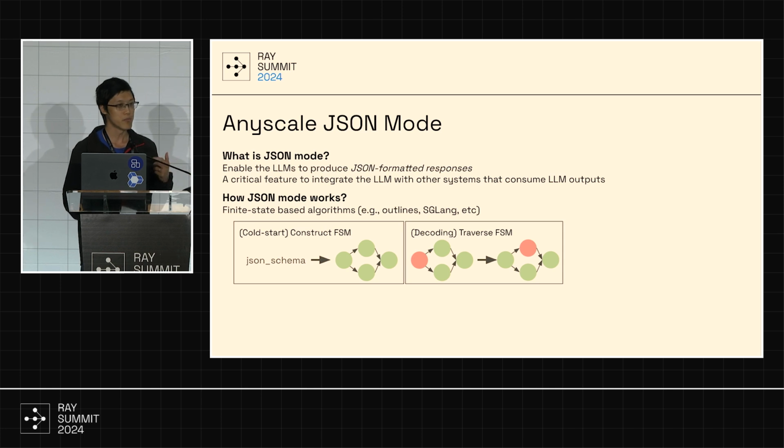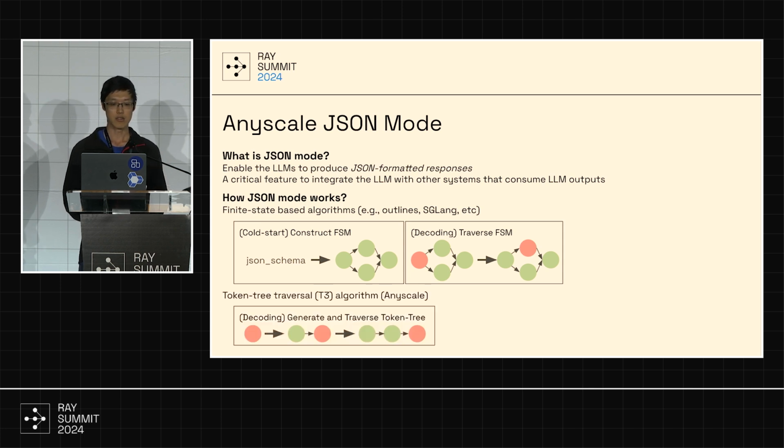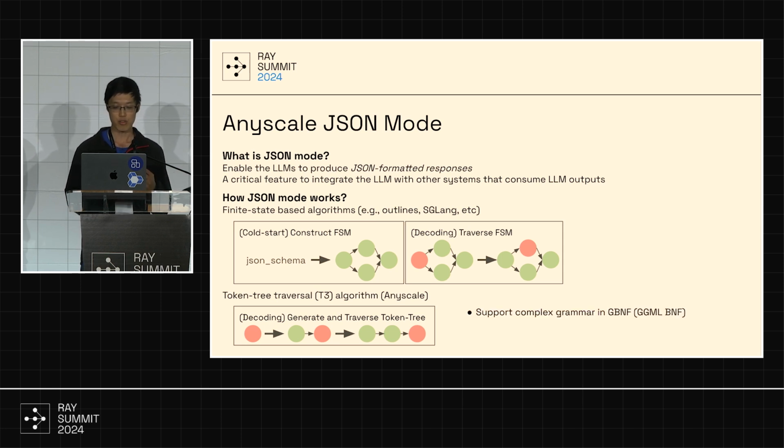This solution works well, but you can imagine the major problem is the cold start, especially if your regular expression is extremely complex. So at Anyscale, we took another algorithm, which is called token tree traversal, in short T3. Instead of constructing an entire finite state machine in advance, we construct and figure out the finite state machine on the fly. So we determine the next state based on your current status. In this way, we can support a much more complex grammar in GBNF. For example, you can even put the entire Python language grammar in this JSON mode. It's not JSON mode anymore. It's basically a Python mode.